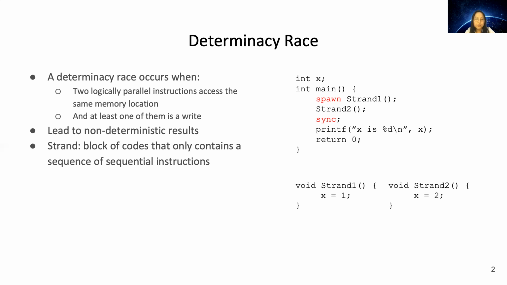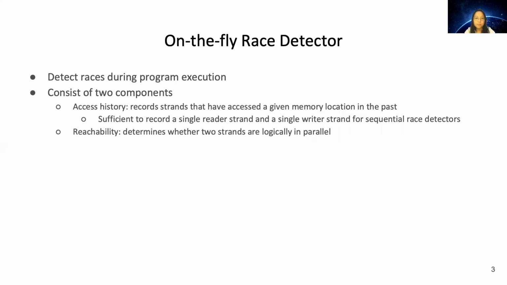Such bugs are hard to debug, because determinacy races do not necessarily produce wrong results in every single execution. Therefore, race detection tools can be helpful in this regard. An on-the-fly race detector is a kind of race detection tool that runs during the execution of the task parallel program and checks if the program has a race.